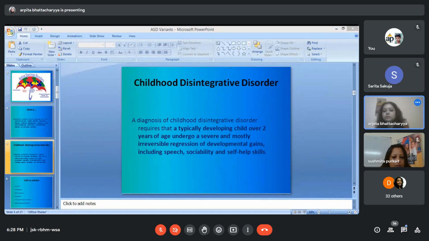Childhood disintegrative disorder. We have discussed a bit about autism, right? With DSM-5, we have discussed autism, and what are the areas we should be concerned about. For CDD, just see the bold words which I have marked: a typically developing child. So since birth, a child is developing typically. That means the developmental milestones are going perfectly for that child. Over 2 years of age, they undergo a severe and mostly irreversible regression of developmental gains, including speech, sociability, and self-help skills.